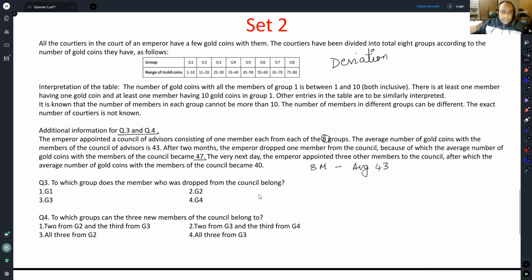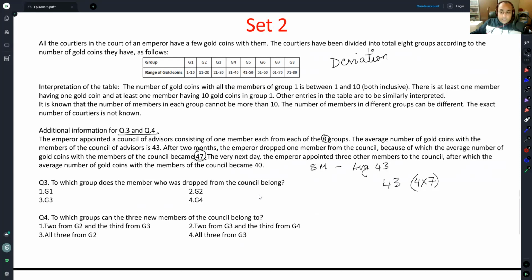Now see, if a member has been dropped and it leads to an increase of average, that would imply here that the member that has been dropped was lower than the average. When a value lower than the average is removed from the group, the average of the group increases. The average of the group has increased by 4 for the 7 people who are left in the group.